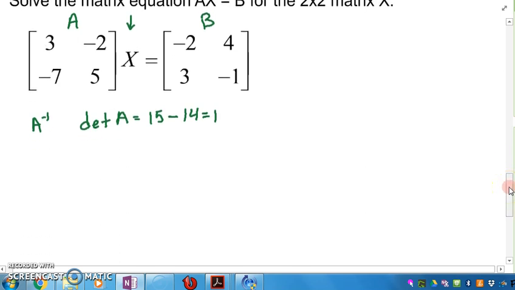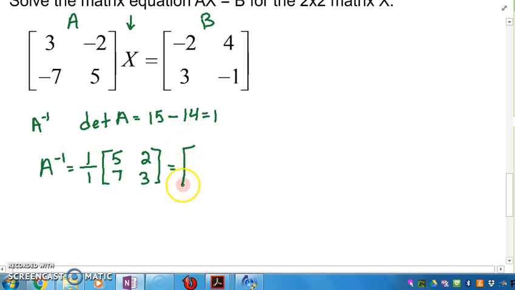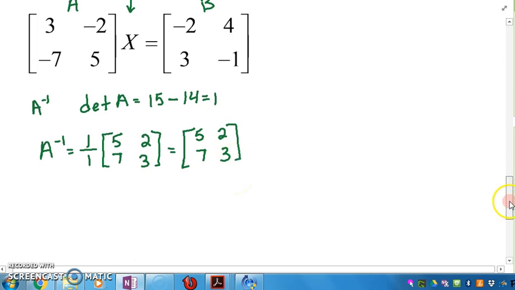So now, to find A inverse, it's 1 over our determinant, which was 1. So 1 over 1 is just 1. And then we do our switch and negate. So 5, 2, 7, 3. And when we distribute the 1, or do scalar multiplication, that 1 over 1 doesn't change what's inside the matrix, so there is A inverse. And as we move along, now we have A inverse.